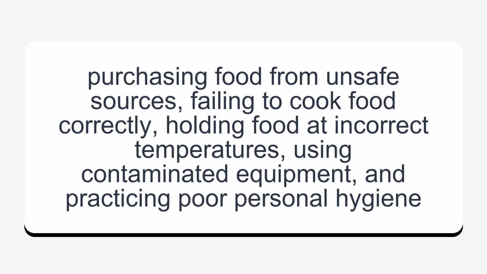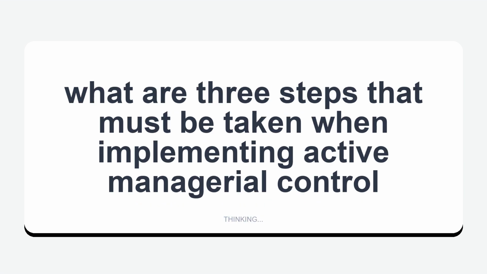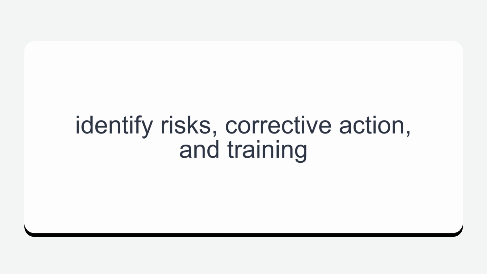Purchasing food from unsafe sources, failing to cook food correctly, holding food at incorrect temperatures, using contaminated equipment, and practicing poor personal hygiene. What are 3 steps that must be taken when implementing active managerial control? Identify risks, corrective action, and training.